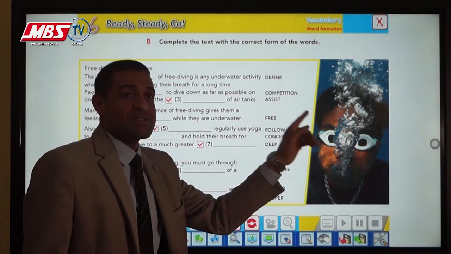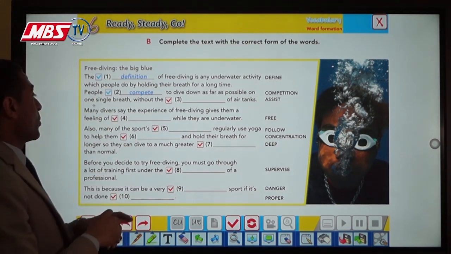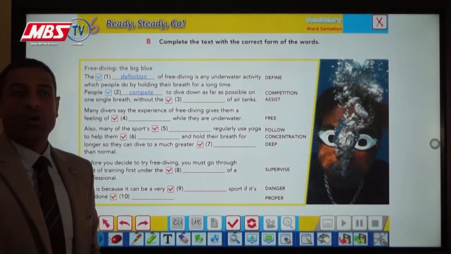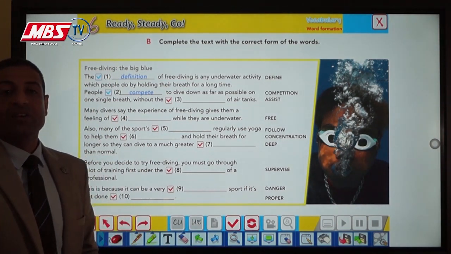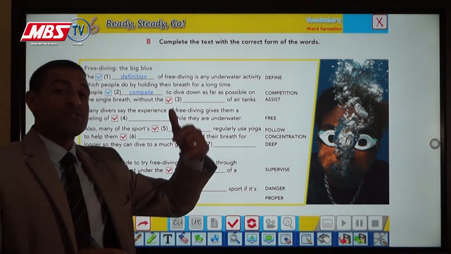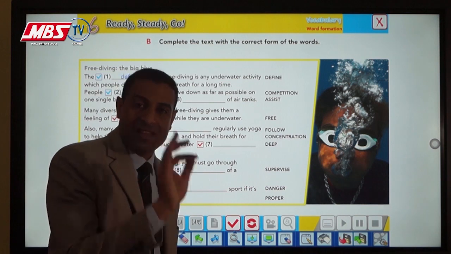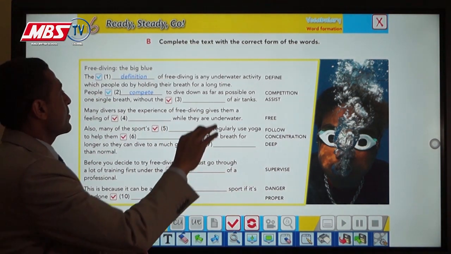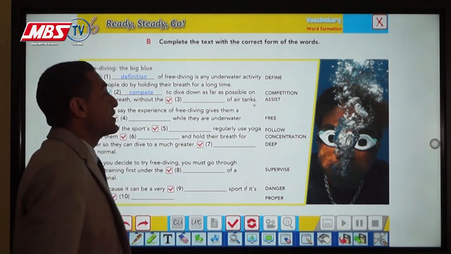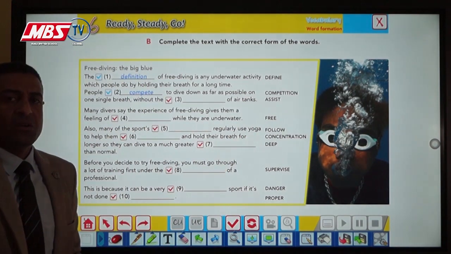Can I say people competes? No, because here I have a plural noun. If I told you the athlete or the person, or any singular noun, can I say compete or competes? It will be competes. That's what I told you before when I told you to check the correct form of the tense of the verb. One single breath without the help of air tanks. What's missing here? Assist. This is the verb.